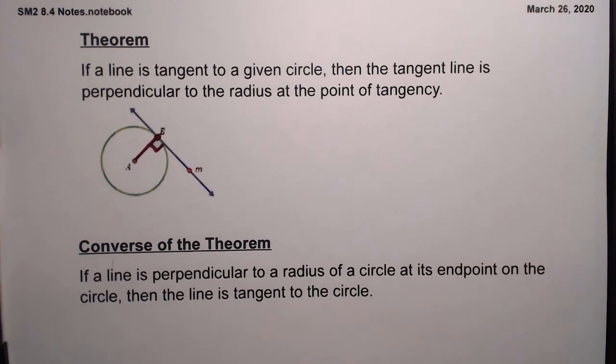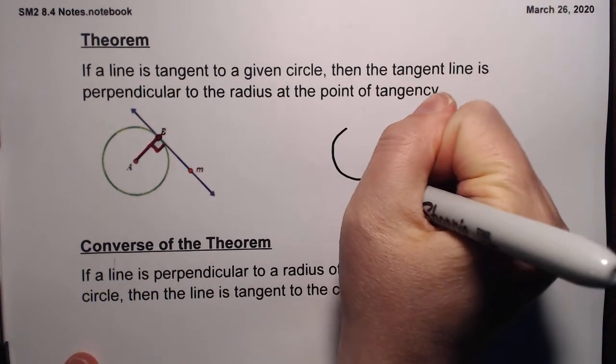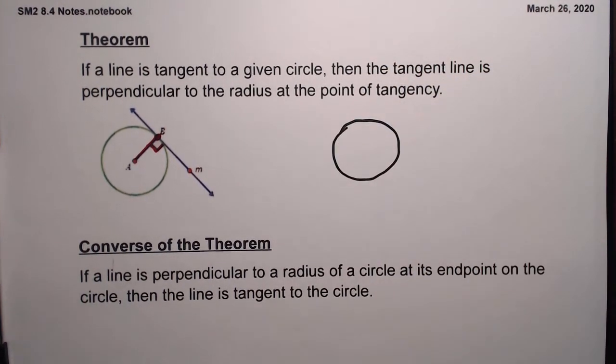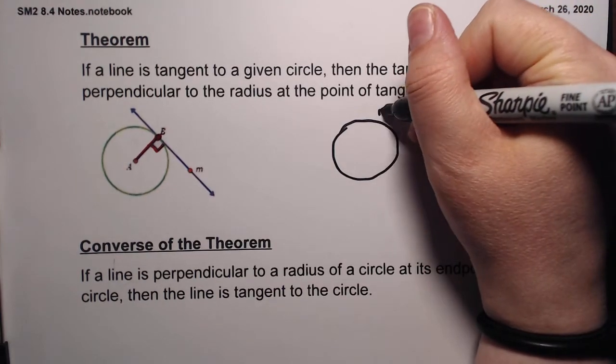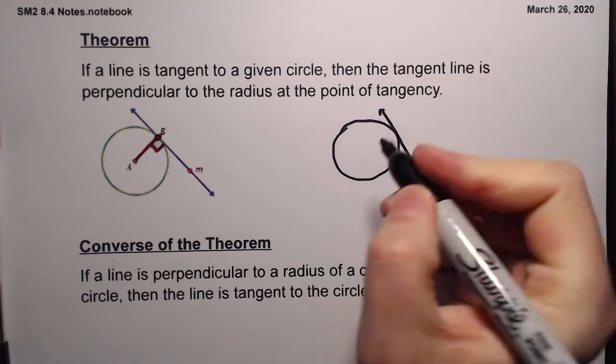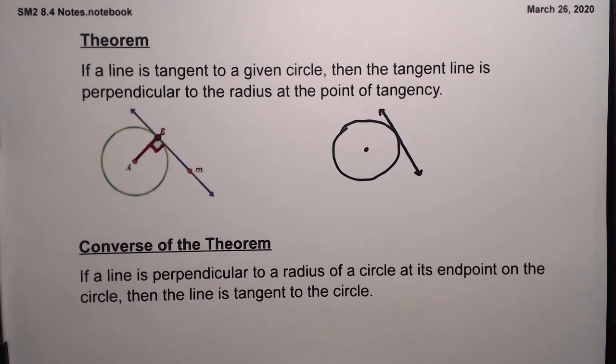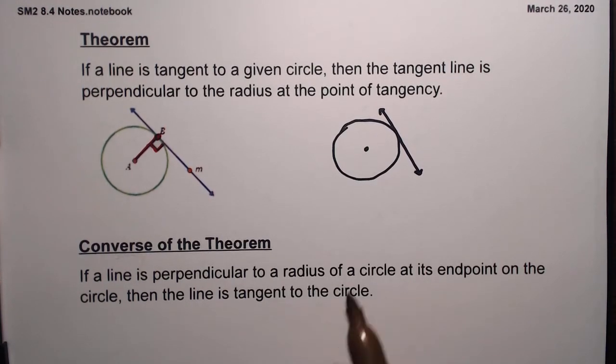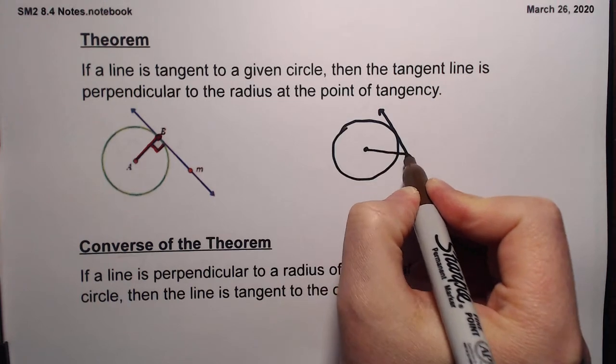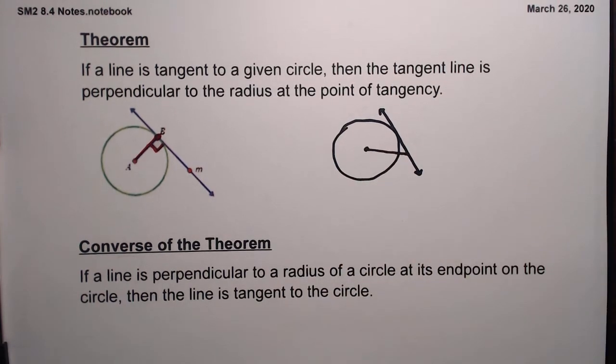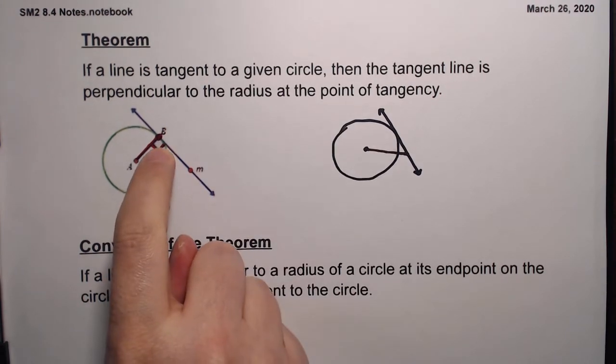So I can't have something like this and then have a line and then say, well, the radius is perpendicular to that line. It has to go through that point of tangency. So that's kind of the key there.